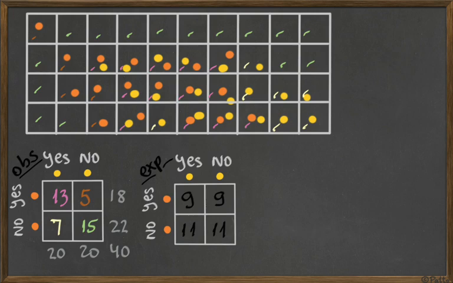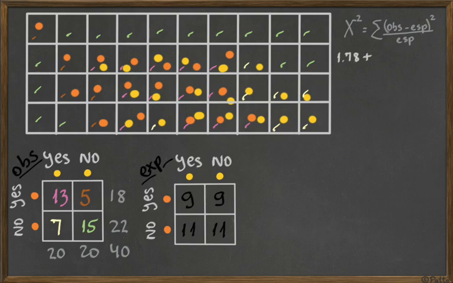Now we have 13 instead of 9, 5 instead of 9, 7 instead of 11. So there's a chance that maybe, by random chance, the observed value here may not match the expected value. So we do the chi-square over there: observed minus expected, to the power of 2, divided by expected.